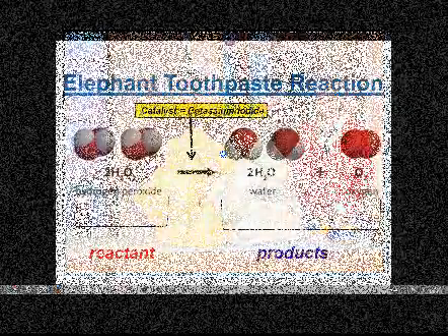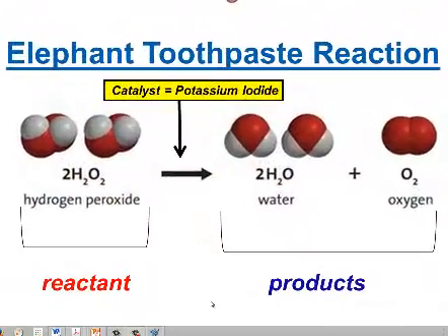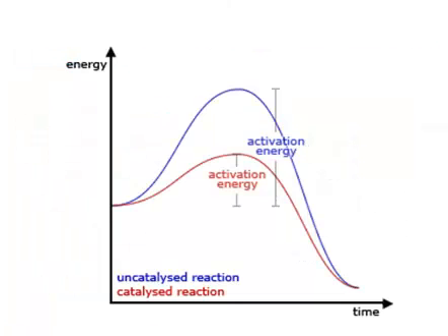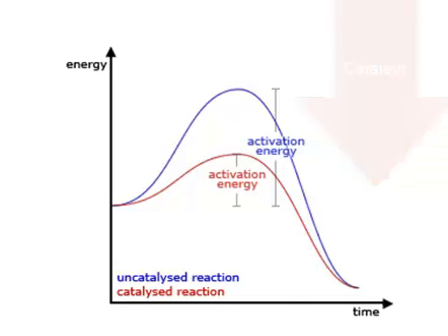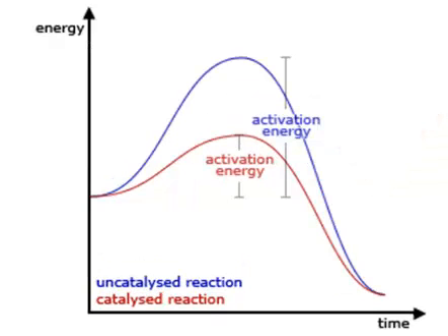Pretty cool stuff, hey? But the science here is pretty straightforward. Potassium iodide is acting as a catalyst for this reaction. Catalysts are things that are going to speed up the rate of reaction by reducing the amount of activation energy needed for the reaction. The other characteristic is that they don't become a part of the products of the reaction. That is, in this case, potassium iodide wouldn't combine with water or oxygen to make some different product.